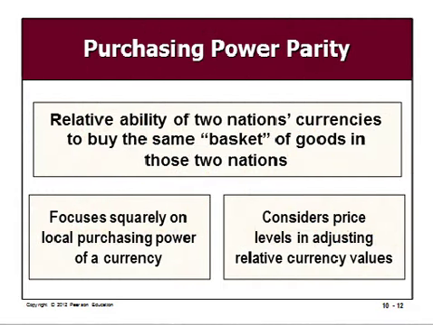Purchasing power parity. Purchasing power parity is the relative ability of two countries' currencies to buy the same basket of goods in those two countries. It tells how much of currency A a person in nation A needs to buy the same amount of products that someone in nation B can buy with currency B. It considers price levels in adjusting the relative value of the two currencies.